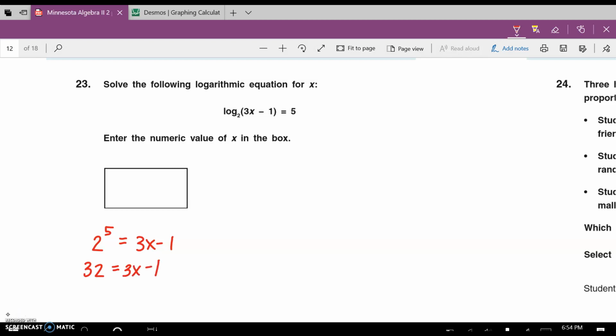32 equals 3x minus 1. And then we just have to solve. So we'd add 1, which would be 33. Divide by 3. And 33 divided by 3 is 11. So x would equal 11.